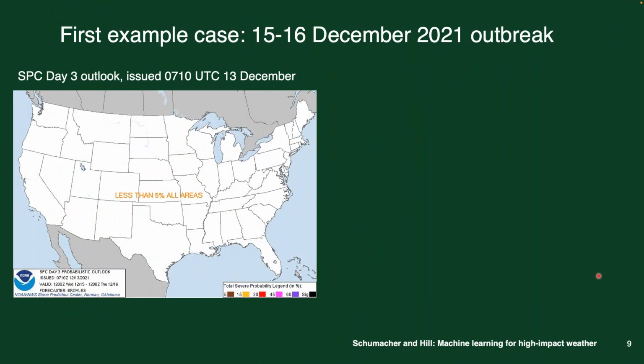So the first example case is from the severe weather outbreak on the 15th and 16th of December in 2021. This was the big, very unusual event through the Midwest, Nebraska up into Iowa and Minnesota. Here's the SPC day 3 outlook that was issued on the morning of the 13th of December. It's a less than 5% all areas outlook, which is probably what you'd almost always see in the middle of December in the Midwest.